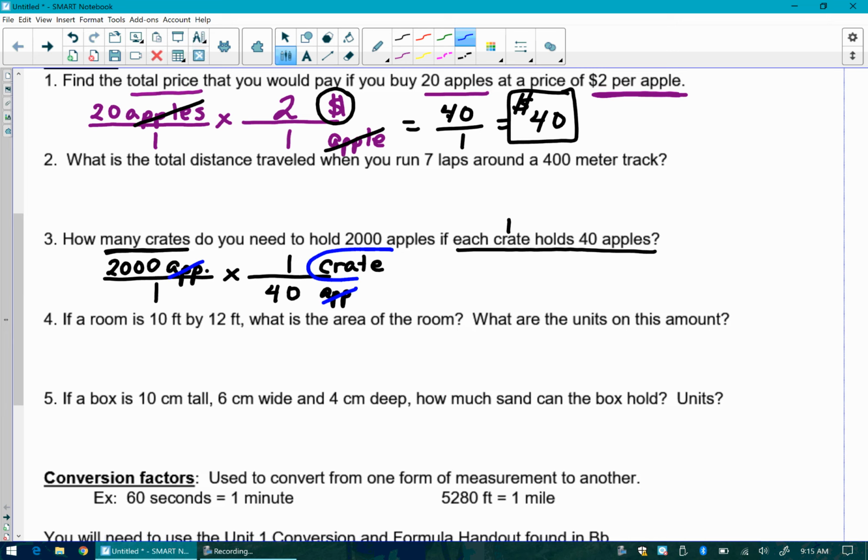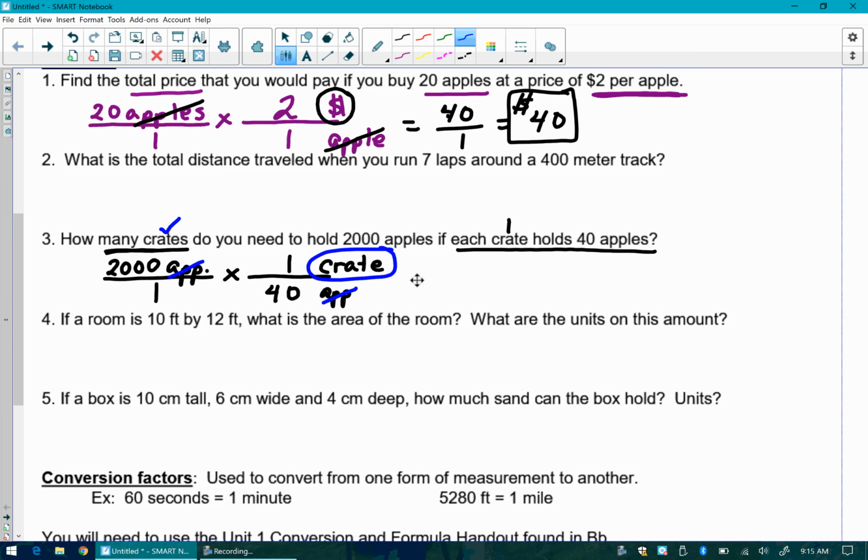The only unit I'm left with is crates. That's what I wanted to end up with. So I know that I can stop my conversion factor here, and I'm just ready to multiply across. So of course 2,000 times 1 is 2,000. On the bottom, 1 times 40 is 40. And then just throw it in your calculator, 2,000 divided by 40, which will just give you 50. And then our unit there is crates.